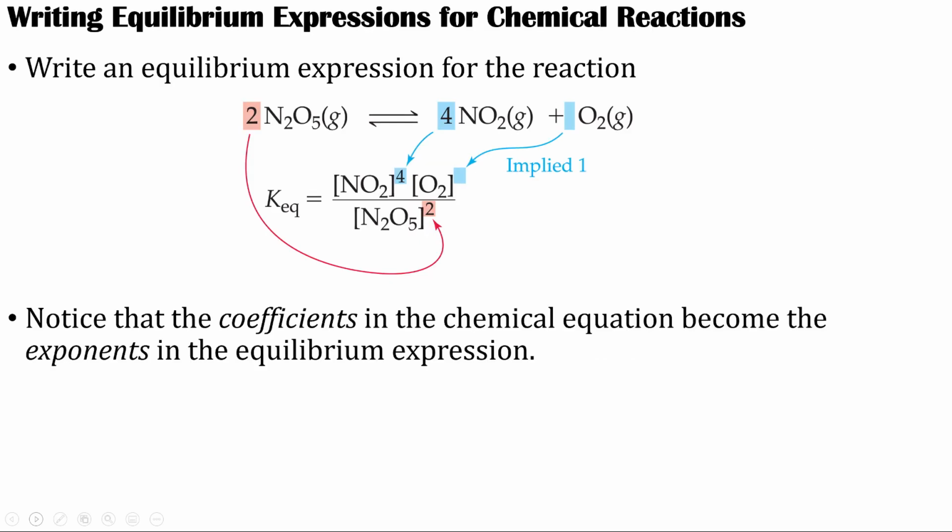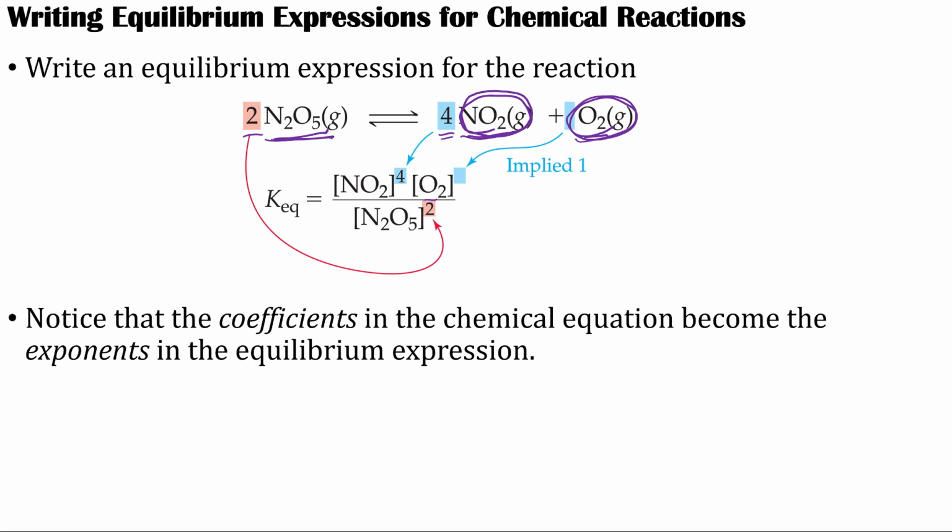So here's an example. If I have this reaction where we have two N2O5s making four NO2s and one O2, we would take the concentration of NO2 and raise it to the fourth power, because 4 is its coefficient, and then we would take the concentration of O2 and raise it to the first power, because there's only one there, and then we would divide that by the concentration of the reactant N2O5 raised to the second power, because 2 is its coefficient. And so notice that the coefficients in the chemical equation become exponents in the equilibrium expression.